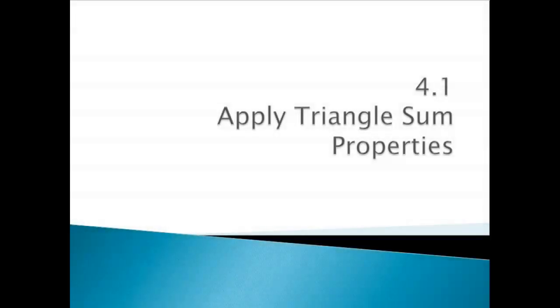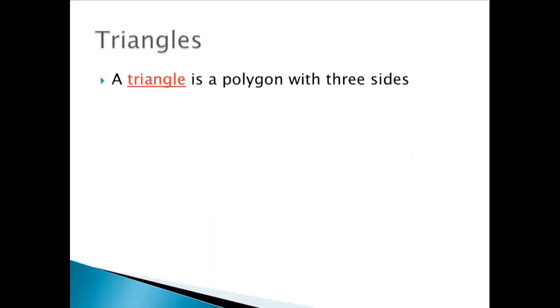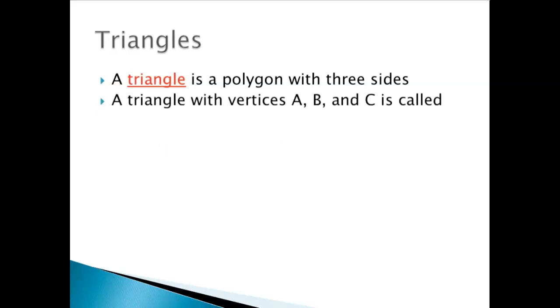Today we're going to start a new unit on triangles. Let's talk about what a triangle is. A triangle is a polygon that has three sides. Typically, let's say it has vertices A, B, and C. We would call it triangle ABC, or you might notate it with a little triangle symbol followed by the vertices ABC.